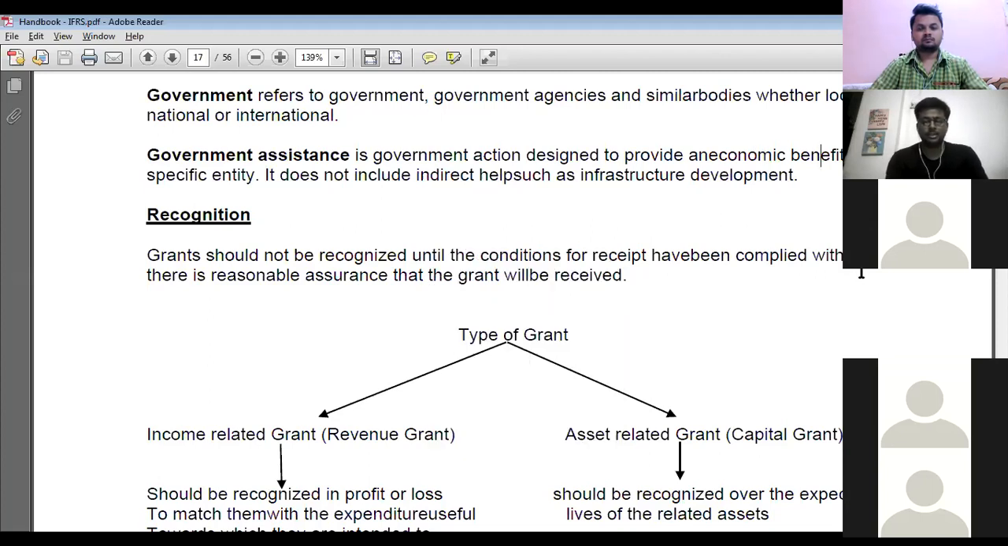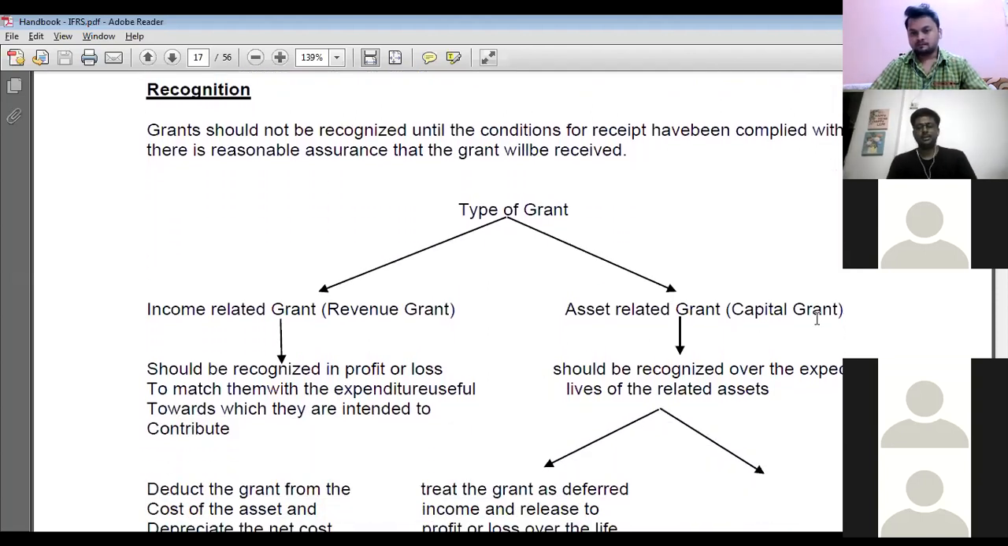So what is happening in an income related grant? Income related grant means a benefit provided, for example, in some rural area, government is saying to a company that you start your factory over there and you provide employment to the local people of that area, and whatever salary cost that company will incur, that cost will be reimbursed by the government. So that is called an income related grant. The company is doing the expense on salary, and the same they will get as reimbursement from the government.